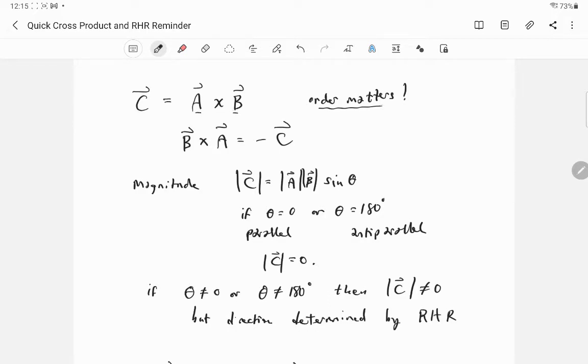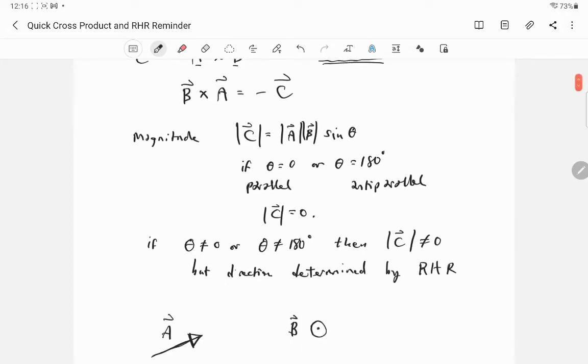The reason the order matters is if you were to calculate the cross product B first and then cross with A, you actually get something related to the answer A cross B, but it's opposite. It's the opposite of the answer to A cross B. So B cross A is the opposite of A cross B. That's the sense in which the order matters.